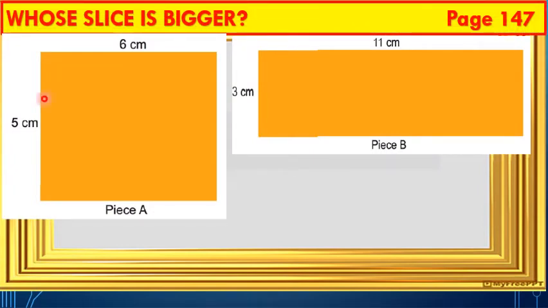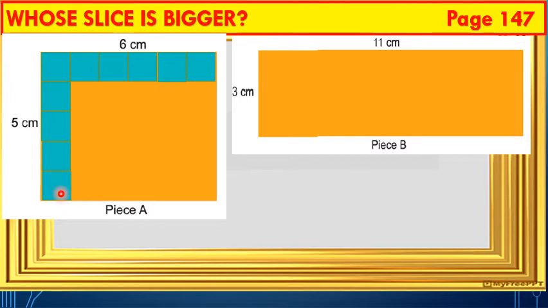Now he took piece A, that is Parth's aam papad. The length of piece A is 6 centimeters, so he arranged 6 green squares horizontally along its length in a line. The width of piece A is 5 centimeters. So he arranged 5 squares vertically along its width in a line like this. Now children, can you tell how many total green squares can be arranged on piece A? Let us arrange and see.